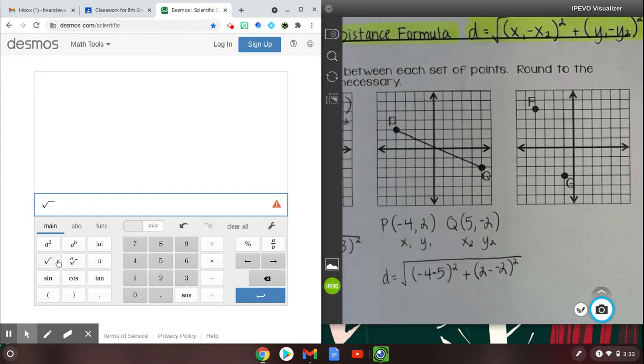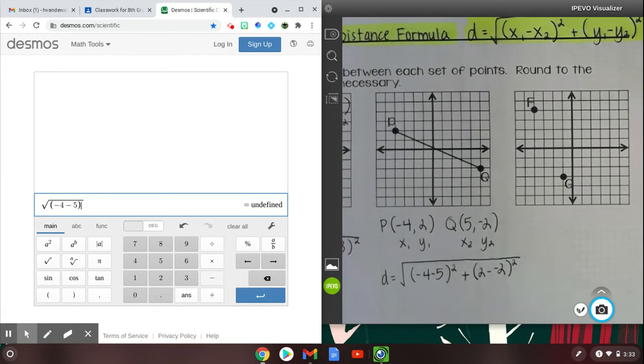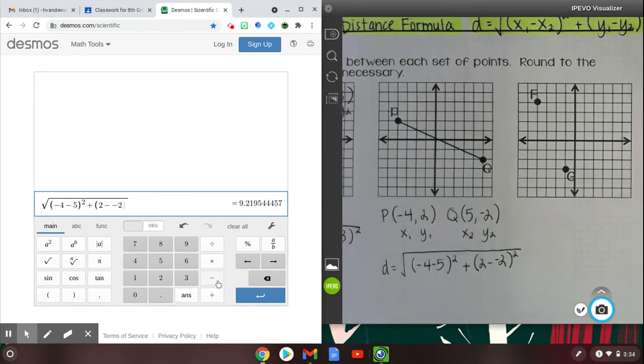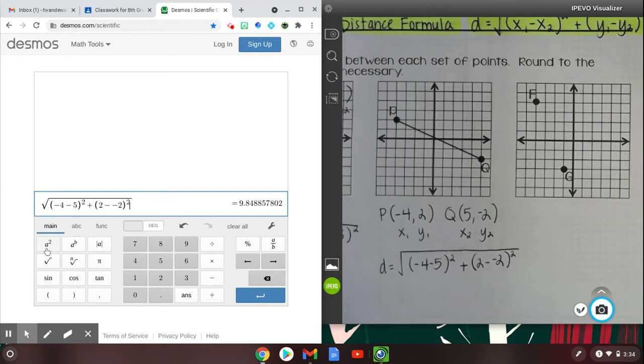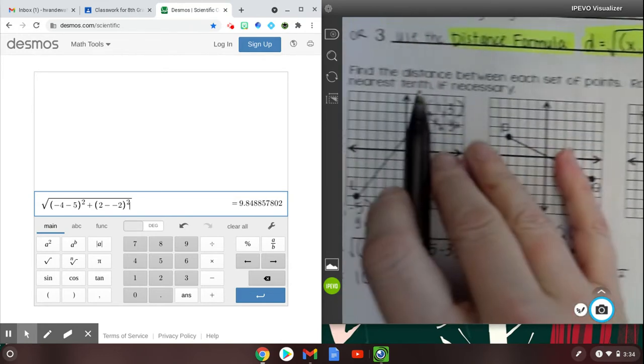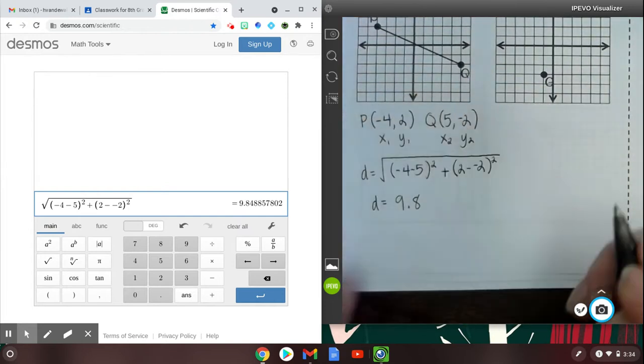So square root, use my parentheses, -4 minus 5. If you're using the keypad, the negative and the subtraction key are the same key in Desmos. Then I'm going to use the squared, and then plus, parentheses again, 2. Again, if you're using the keypad, you can just do minus a negative 2. Then we square that one also. This one is going to come out to a decimal, as a lot of them are. So we'll round that to the nearest tenth, like it says in the directions. This one is going to be 9.8 units long.